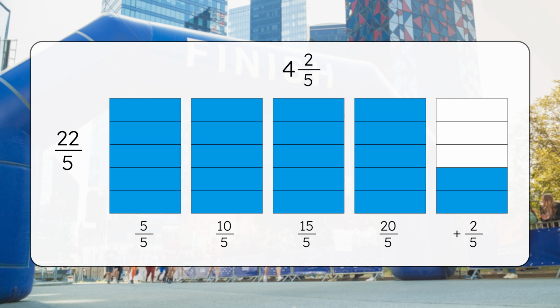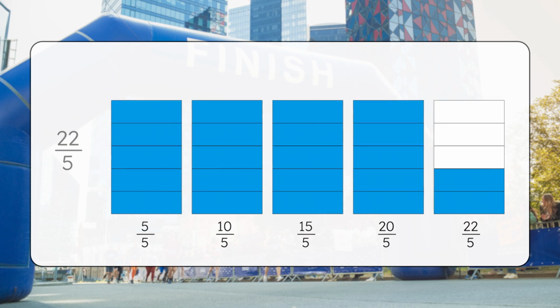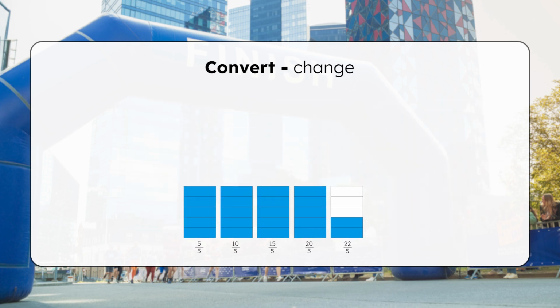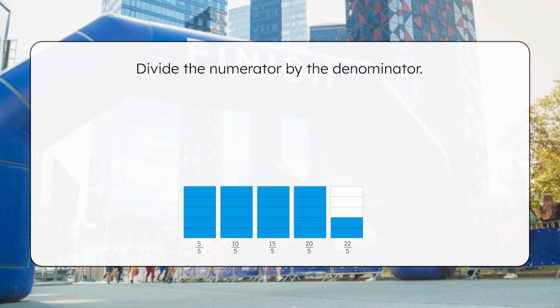Remember, mixed numbers focus on the whole parts and extra fractional pieces, while improper fractions focus on all the fractional pieces. 22/5 and 4 2/5 are the same amount, just shown in different ways. Another way we can convert or change an improper fraction into a mixed number is to use division. Converting just means changing the form of a number while keeping its value the same. So start by dividing the numerator by the denominator, 22 divided by 5.